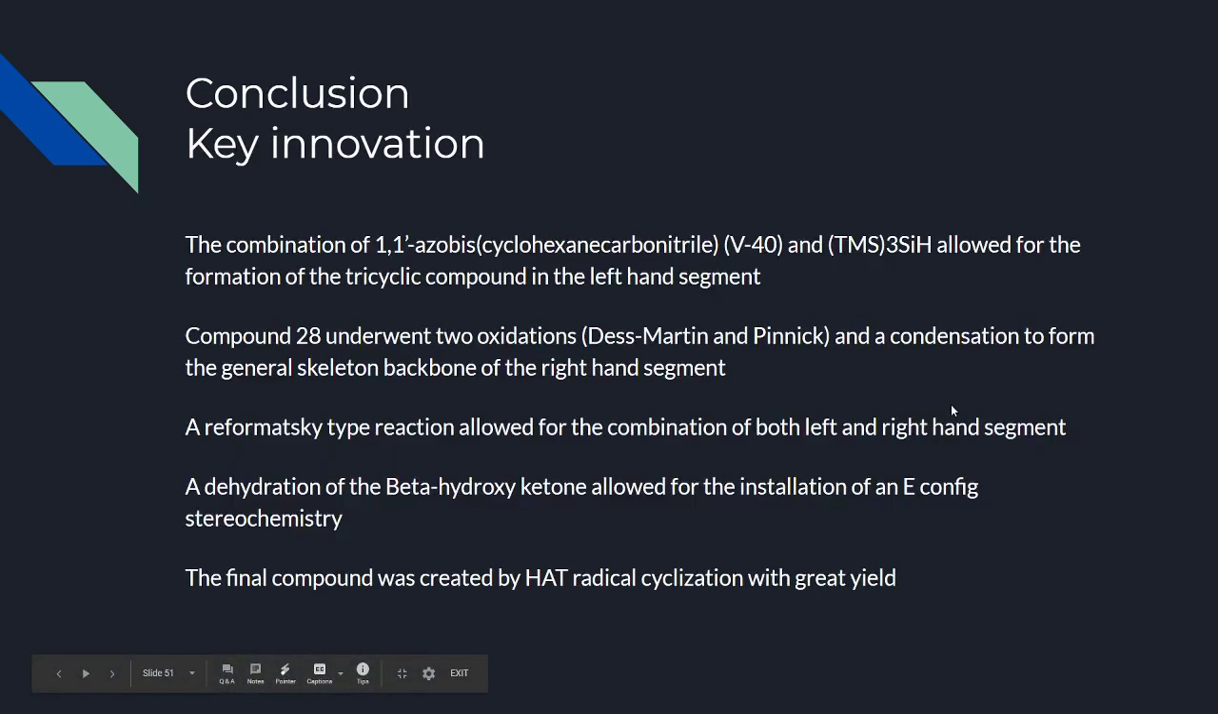So here are some of the key innovations and the conclusion. The combination of 1,1'-azobis(cyclohexanecarbonitrile) and the silane allows for the formation of the tricyclic compound in the left-hand segment. Compound 28 underwent two oxidations, Dess-Martin and Pinnick, and a condensation to form a general skeleton backbone of the right-hand segment. A Reformatsky-type reaction allowed for the combination of both segments, and a dehydration of the beta hydroxyketone allowed for the installation of an E configuration stereochemistry. The final compound was created by the HAT radical cyclization with very good yield.